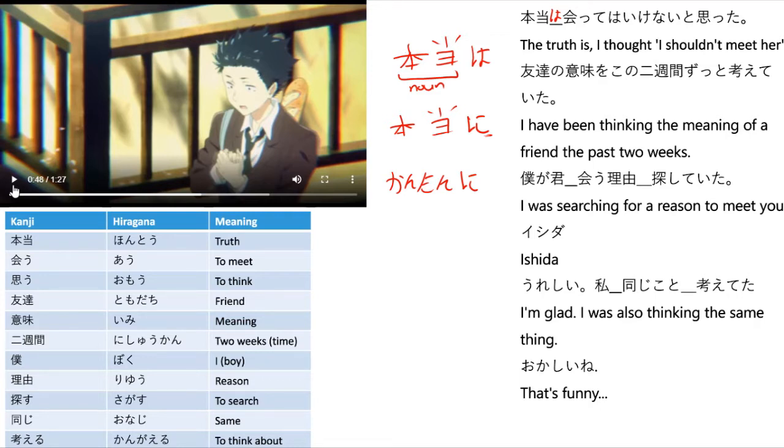And so, here is saying 本当は. So, 本当に would make the meaning I really thought I shouldn't meet her. But this is saying the truth is, which is making it a noun. 本当は、あってはいけない。So this てはいけない is saying, suggesting something you shouldn't do.